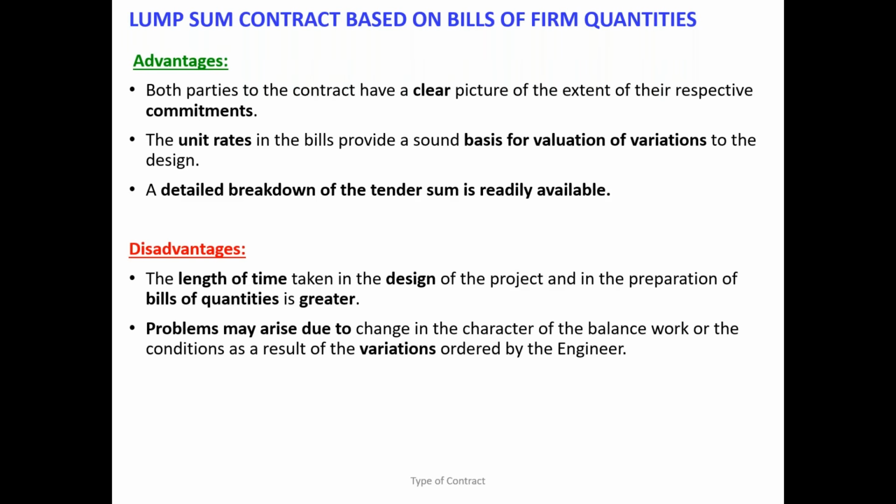And another problem: if you are changing or introducing major changes to the works, then it's going to be a problem. It is a variation, and the variation will always be difficult. Now you might have the question, why, since we already have the rates, can we not agree the price for the variation? We are going to discuss that, because you will understand it is not going to work as efficiently as it does in the remeasure contract. So now we understood what a lump sum contract is, a second methodology based on the bill of firm quantities.